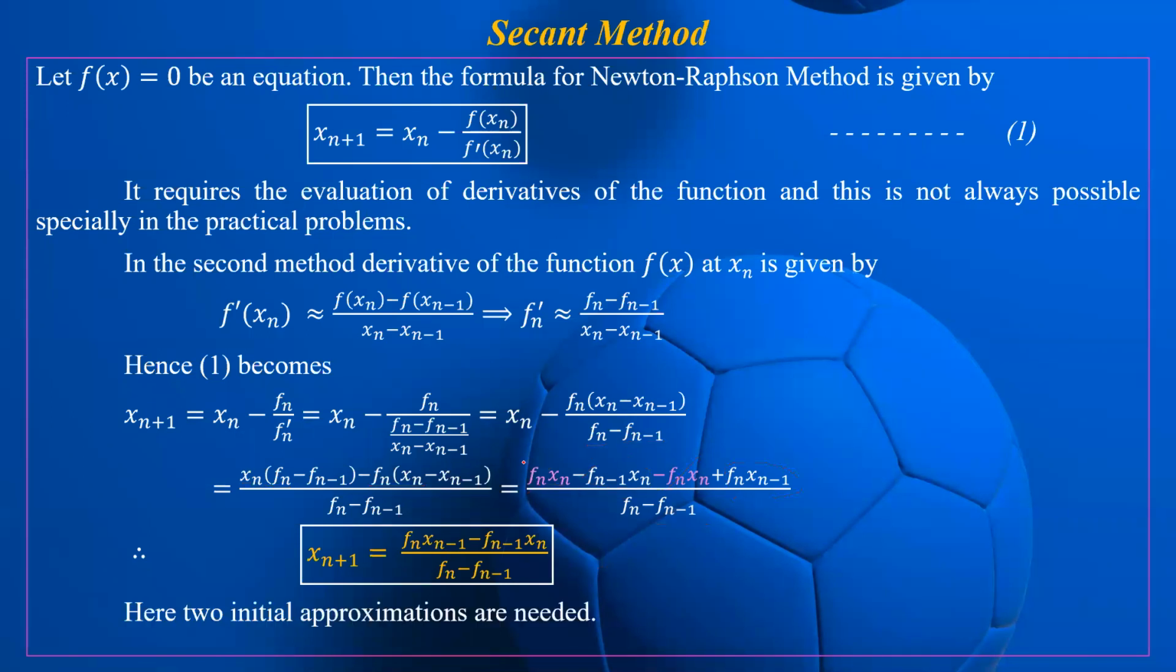A very important point is over here. Just look here. Two initial approximations are needed. In the Newton-Raphson method, we only take one value, x0, which can be either 1 or 1.5 or 2, like that. Here we need two values because we have x n minus 1 and x n. So two initial approximations are needed. This is one more important thing in the secant method.